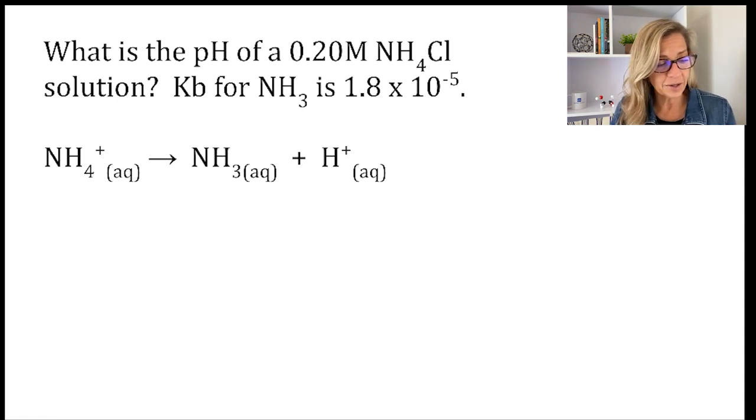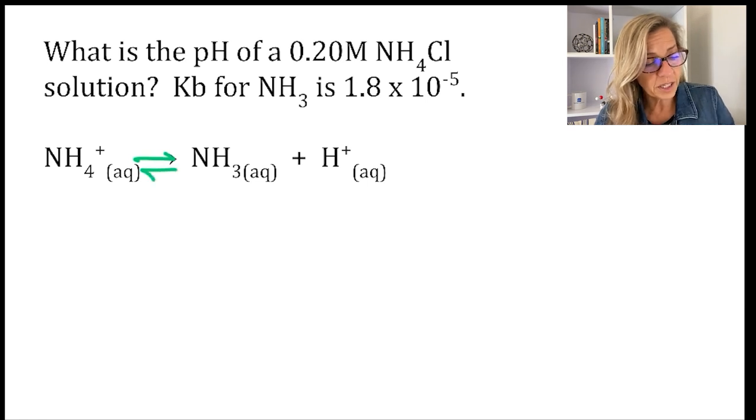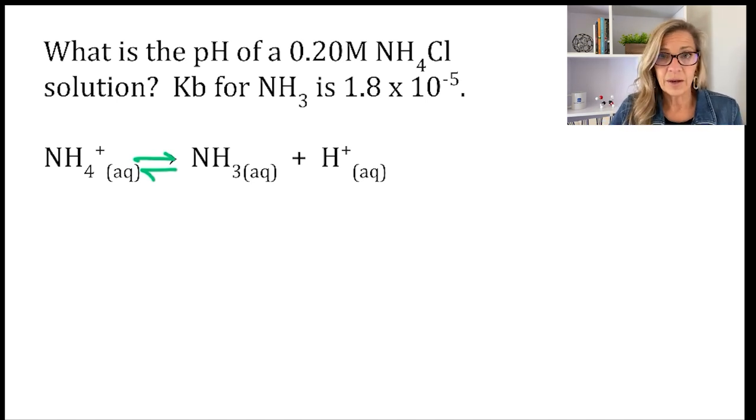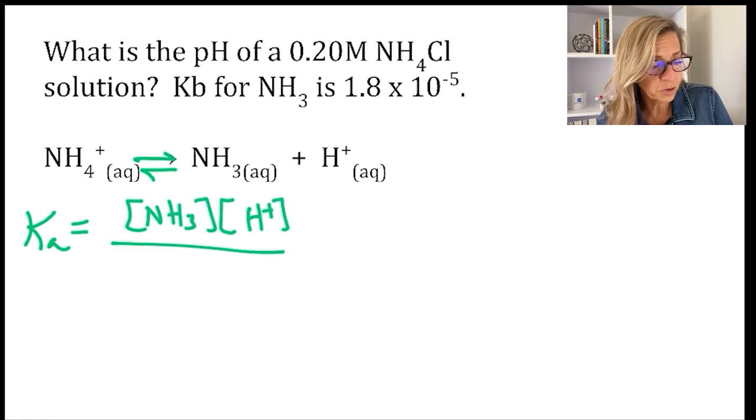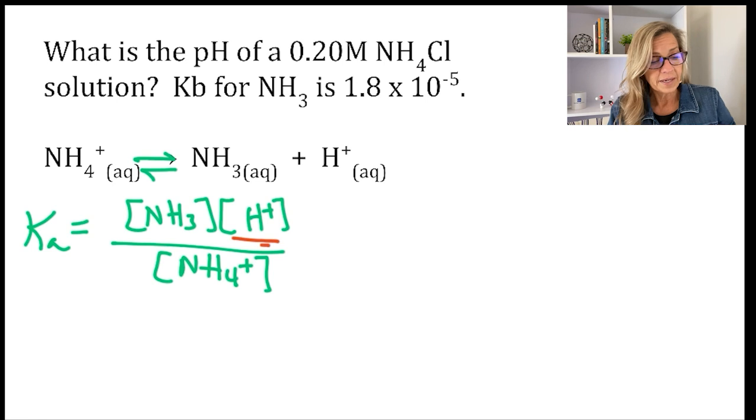So here is a good example of this. We want to find the pH. We know the concentration. The first thing we need to do is write that reaction. We've got a conjugate acid here, ammonium, and we're going to write the reaction. And so when I write this reaction, I want to write the Ka for it. It's the concentration of ammonia times H plus, and then divided by the ammonium ion. Okay, now I'm looking for the pH. So if I could just find the concentration of hydrogen ion, it would be great.